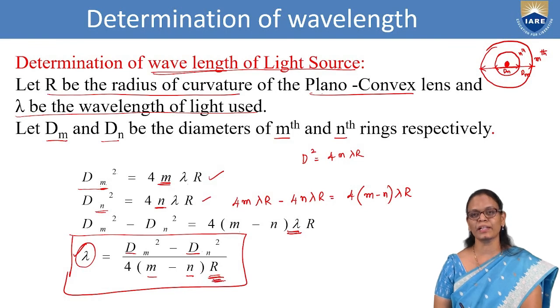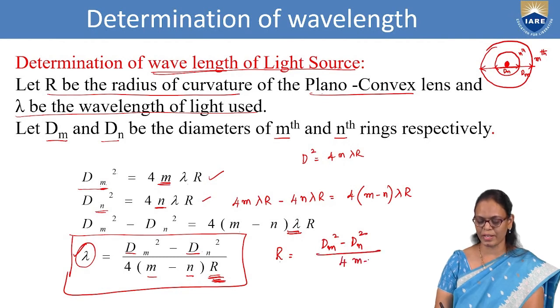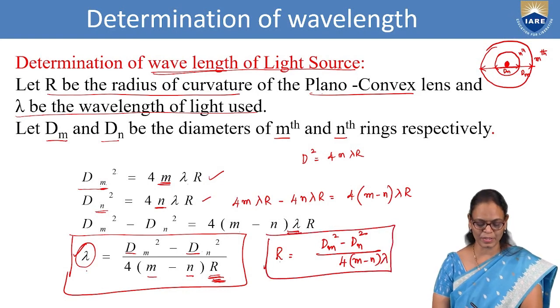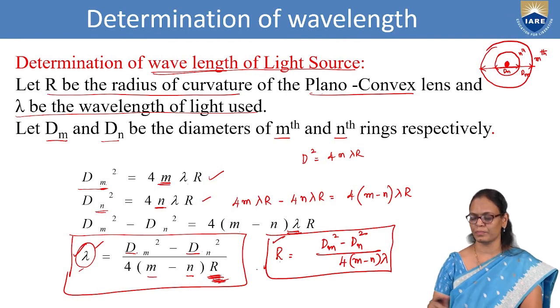So if you have to find the radius of curvature, you can as well write it as r is equal to (dm square minus dn square) upon 4 into (m minus n) into lambda. So this gives the radius of curvature. So even during the experiment, if the value of the radius of curvature is given, by finding the diameters of the rings, you can calculate the wavelength. Or if the wavelength is given, you can calculate the radius of curvature using this formula.